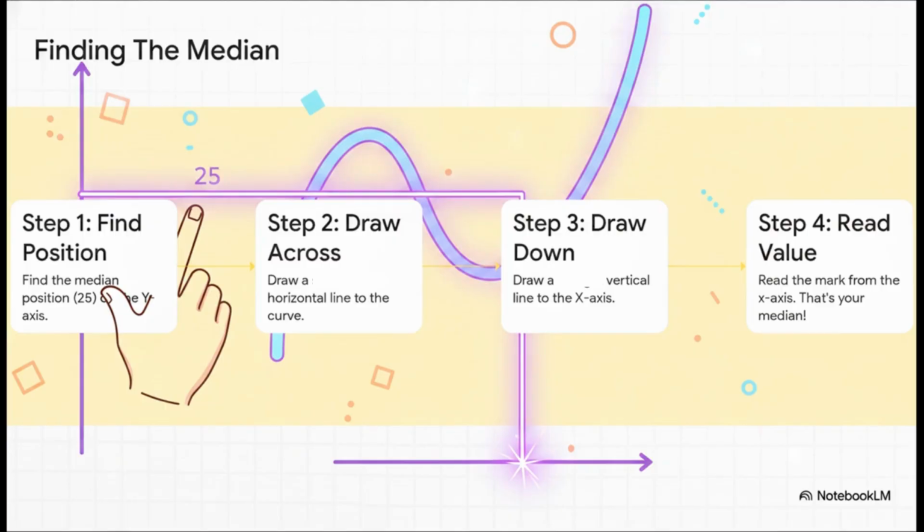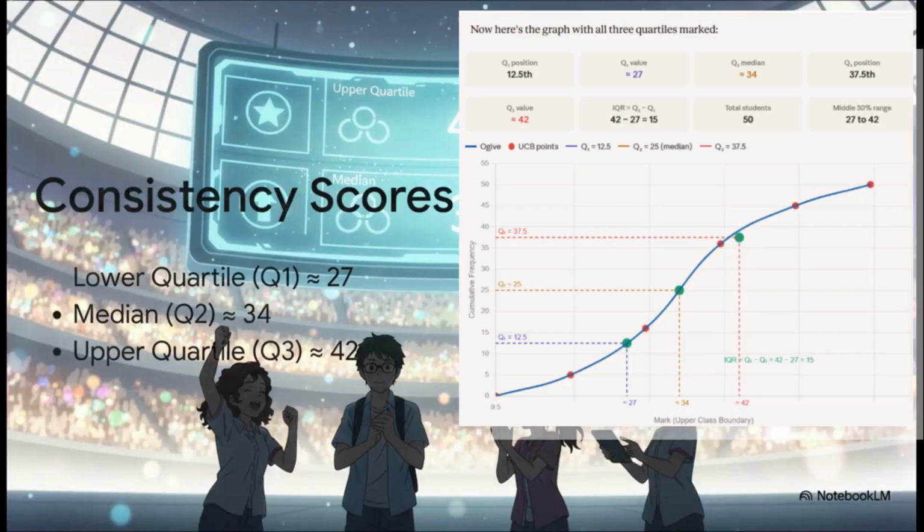Here's the play-by-play. It's a simple, repeatable action. Step 1. Locate your position. For the median, that's 25 on the vertical y-axis. Step 2. From there, draw a perfectly dotted line across until it hits your beautiful S-curve. Step 3. The moment it touches, draw a dotted line to the horizontal x-axis. And step 4. Read the value. That's your mark. When we execute that play for all 3 of our positions, we get our consistency scores.